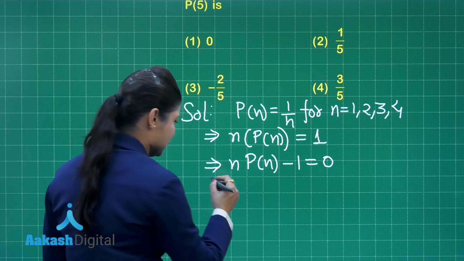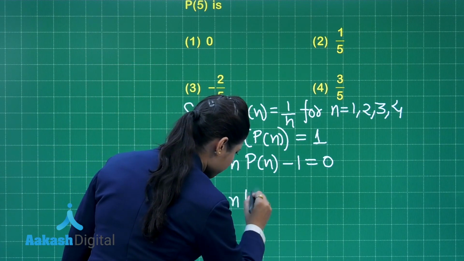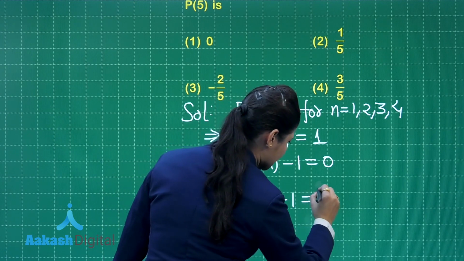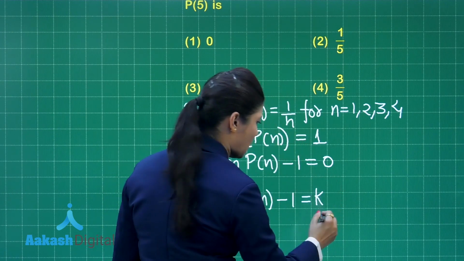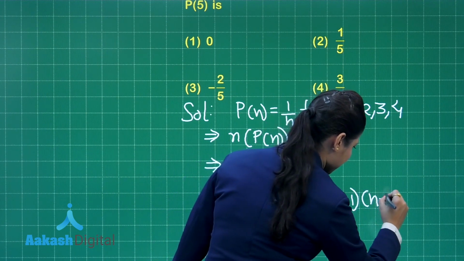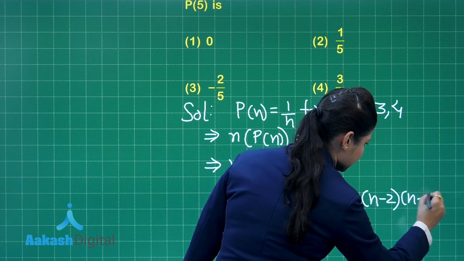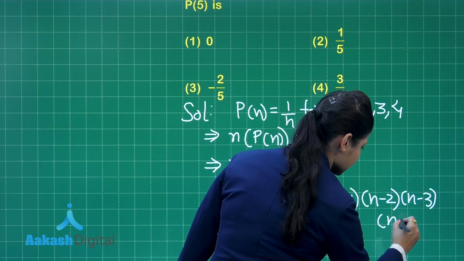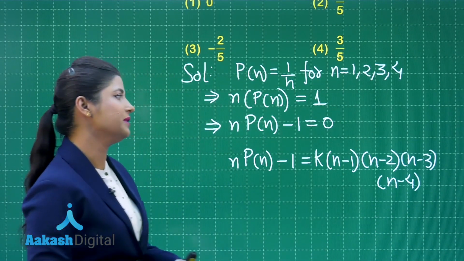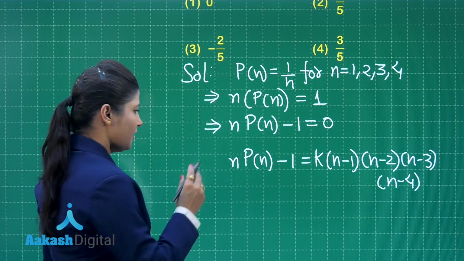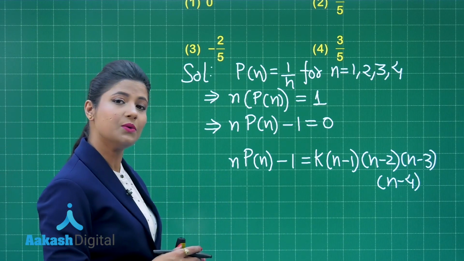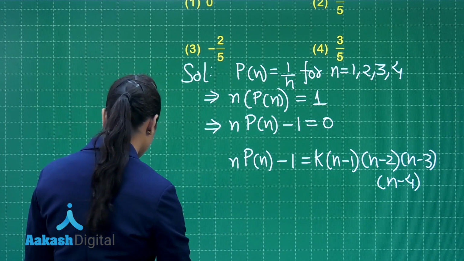So I can definitely consider that n of p of n minus 1 is equal to, let's suppose, k, the constant, into n minus 1 into n minus 2 into n minus 3 into n minus 4, because this is a biquadratic polynomial this time. Now, as I want here the value of p of 5, let's substitute here n as 0 and see what we obtain as the value of k.